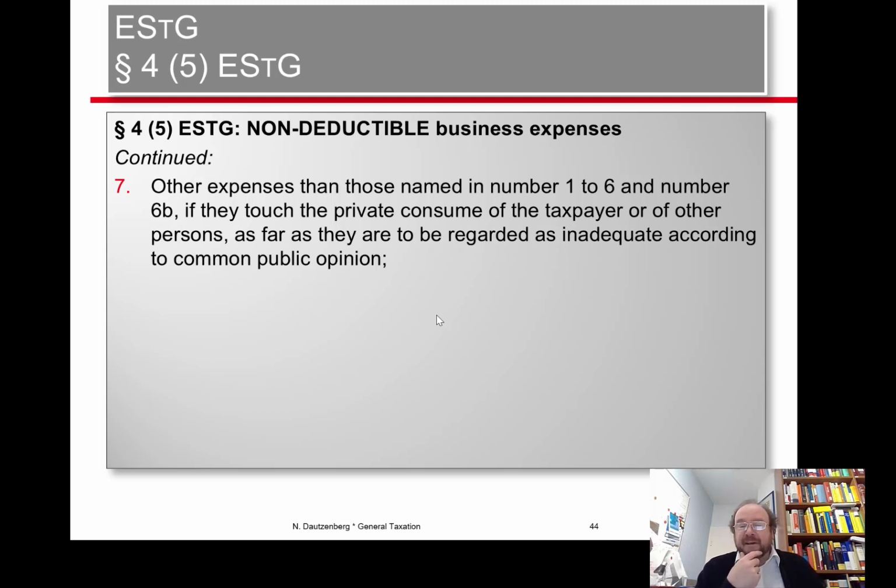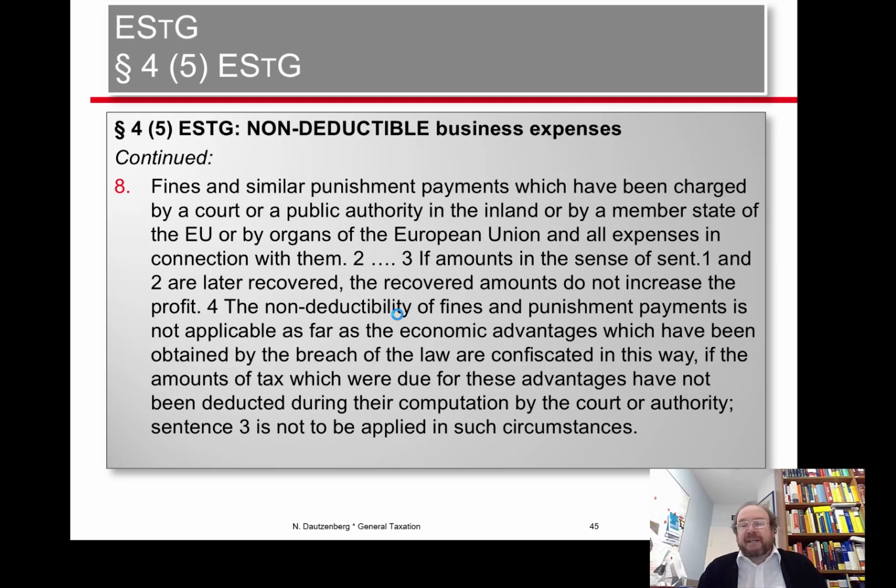non-deductible as far as they are to be regarded as inadequate according to general public opinion. So if it's in a bar or other things which you can do for businesses or whatever. Later the list grew longer.